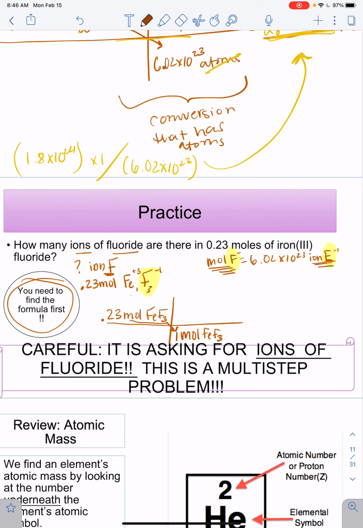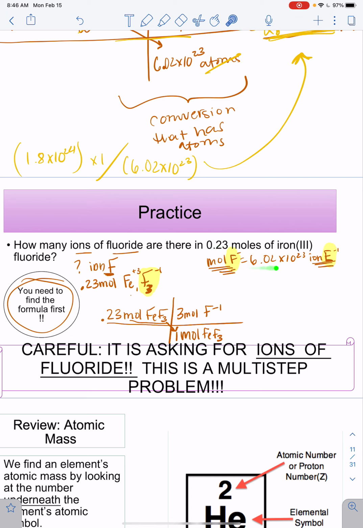So it's just like using the ratio. 1 mole of iron 3 fluoride, you can see, has 3 fluorides in it. So I'm going to say 3 moles of F minus 1. That's how many fluorides are in 1 mole of the compound. So now I'm in mole of F minus 1. That's still not where I'm trying to go. I'm trying to get to ion of F minus 1.